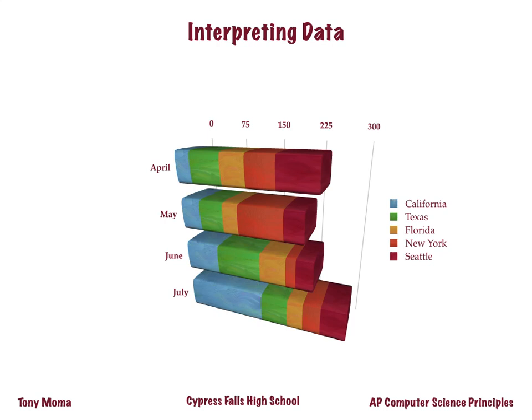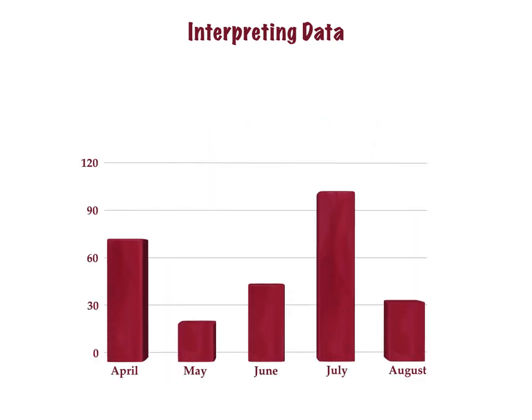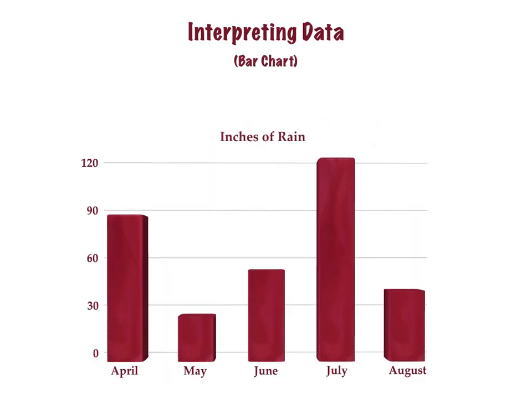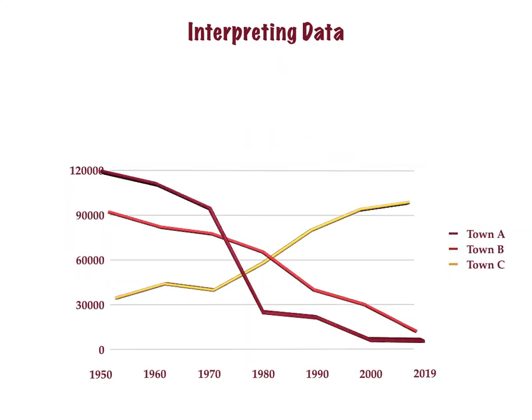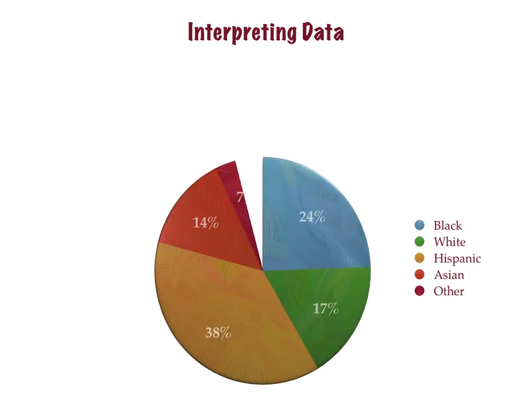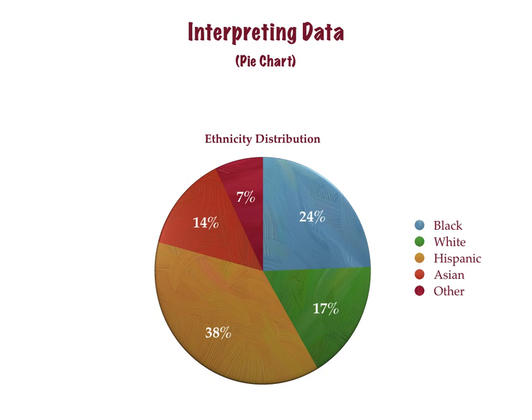Interpreting data. In the previous video, we discussed several different ways data could be visualized. The first way was the bar chart, which we mentioned was great for comparing quantities. The other way was the line chart, which was great for showing trends over time. Is data going up or is it going down as time goes on? The other way was the pie chart, which is great for comparing ratios. By looking at a pie chart, you can quickly see who's the majority, who's the minority, and everything in between.